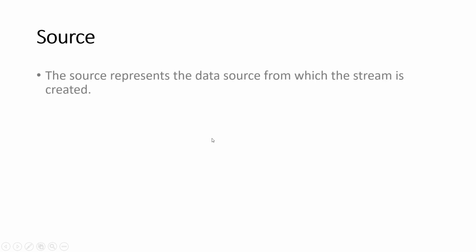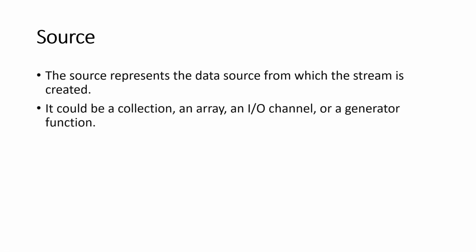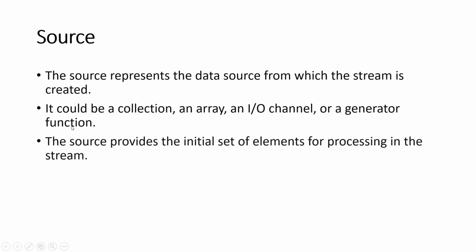What is source? The source represents the data source from which the stream is created. Can you guess what should be the source? Nothing but a collection, any list or set or map or arrays from which we can generate the stream, right? Because collections are nothing but collections of objects, right? So from which we will generate the stream. Source is nothing but collections or arrays. So source could be a collection, an array, an IO channel, or a generator function also. This source provides the initial set of elements for processing in the stream.